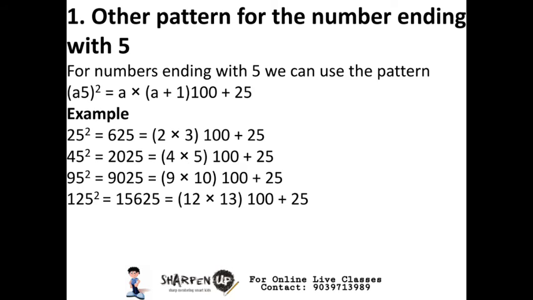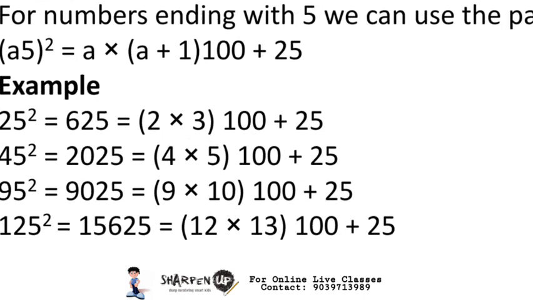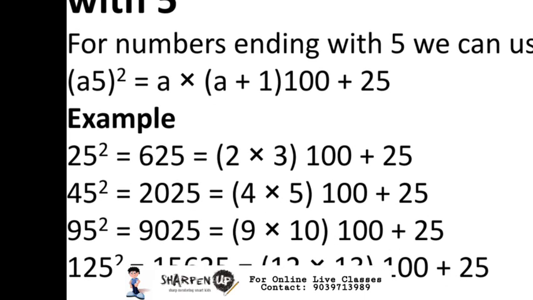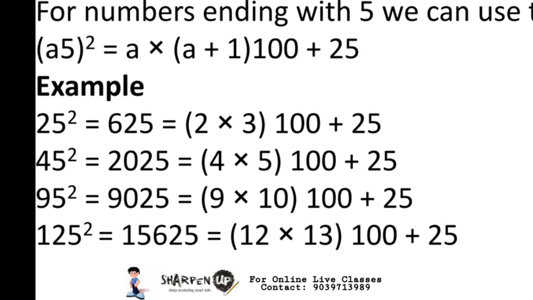We can see this in our examples. Here, 25. What is the tens place? It is 2. So we add 1 to 2, and it becomes 3. We multiply 2 by 3, we get 6. Then we multiply 6 by 100, so we get 600. Then we add 600 to 25, so we get 625. So the square of 25 is 625.